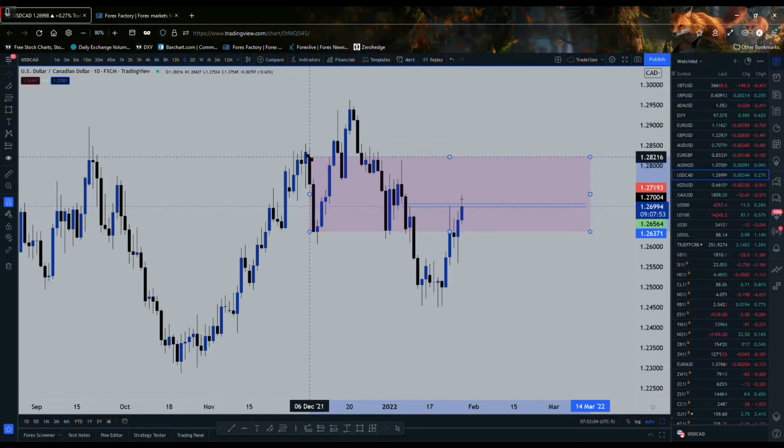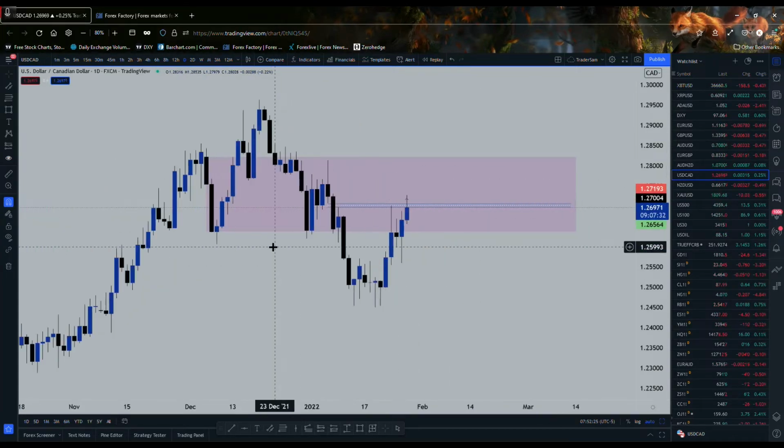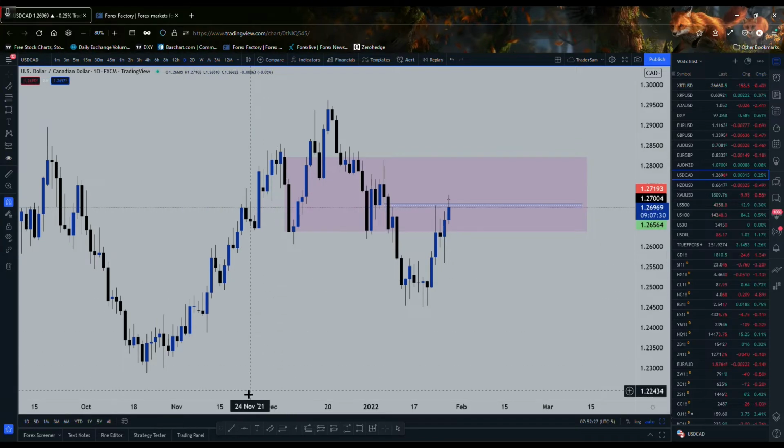Let's see if I can use the body. If we look at just the body of the breaker, it did hit the 50%. The tails and wicks are very small, so this is where the majority of the accumulation was done. We're now in inversion level, and so this is the higher time frame idea. The daily liquidity is right here.